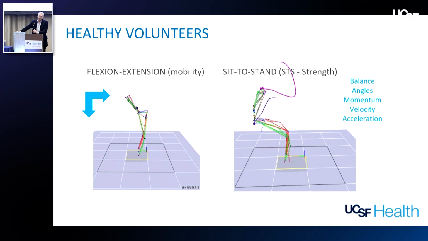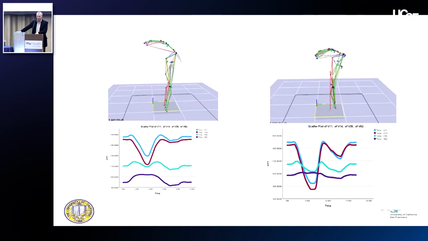From this, you can get angles of momentum, velocity, acceleration. I'm not going to go through all the data here. This is more anecdotal, but it gives you a sense of what the healthy volunteers look like. The other thing is you can get a sense of how far forward they can bend.